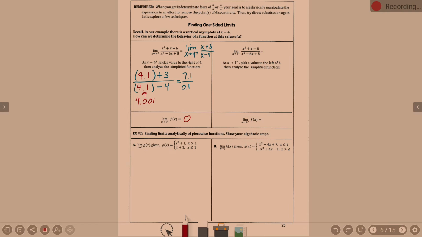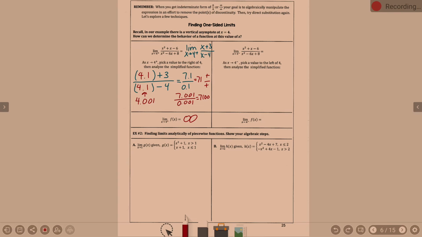Because we got a positive over a positive, yes. Positive divided by a positive is a positive. And if we were to have 7.001 divided by 0.001, you're getting an even bigger number. And we can keep going with this, right? 71, then 7,100, you're getting bigger and bigger and bigger. And keep in mind, at 4.001, we're technically not even really that close to 4.